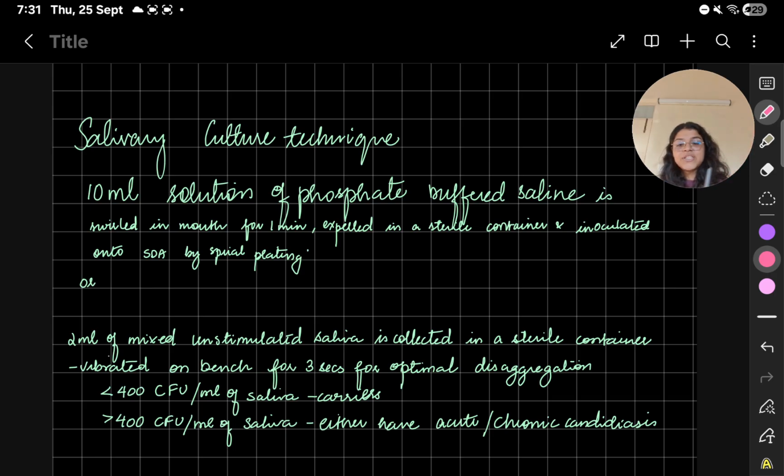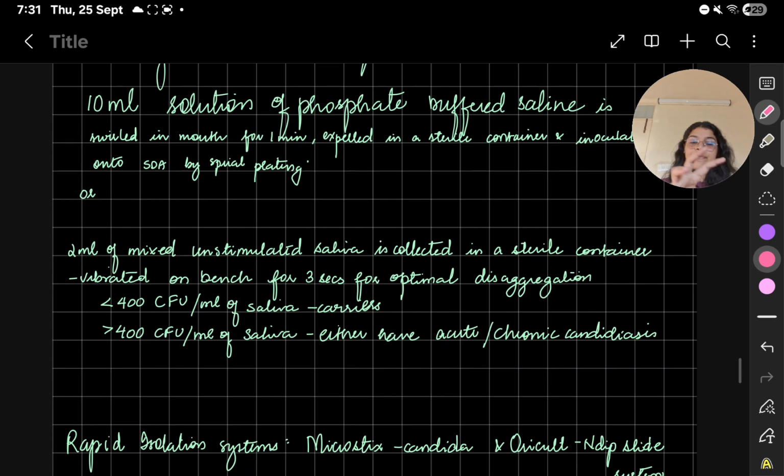Or 2 ml of mixed unstimulated saliva, without giving anything, is collected in a sterile container and vibrated on a bench for 3 seconds for optimal disaggregation, and then you count the colonies. Less than 400 colony forming units per ml of saliva means they are carriers. And if there are more than 400 colony forming units per ml of saliva, they have either acute or chronic candidiasis.